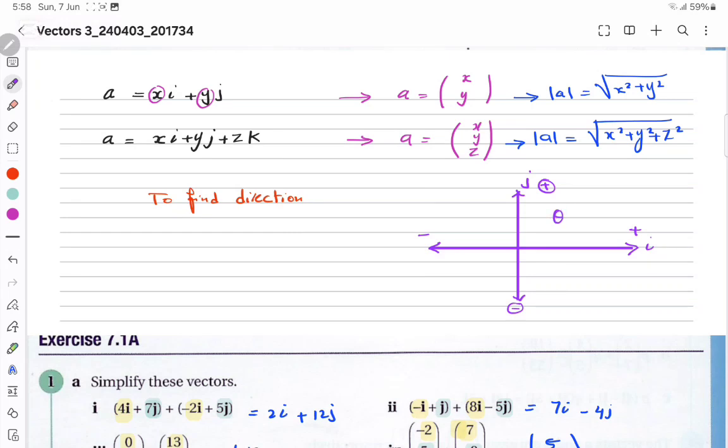the direction, the angle it makes with the i, will be theta. In the second quadrant, it will be 180 minus theta in degrees. In the third, it will be theta minus 180. In the fourth, it will be negative theta.